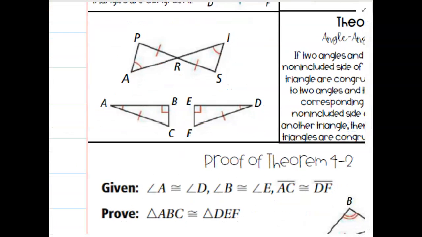So here's a couple of examples of angle, angle, side. Angle A is congruent to angle I. PR is congruent to RS. Where's my other angle?